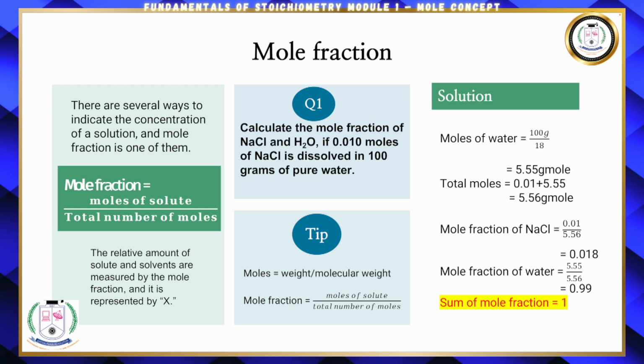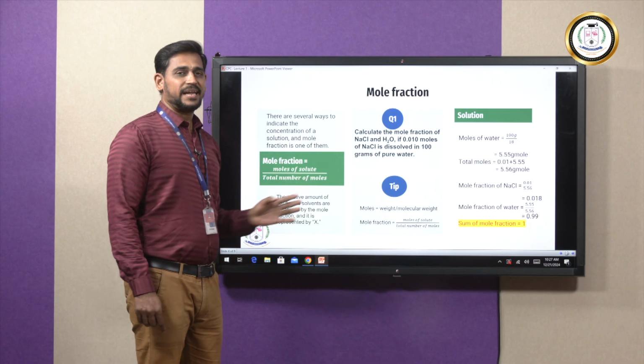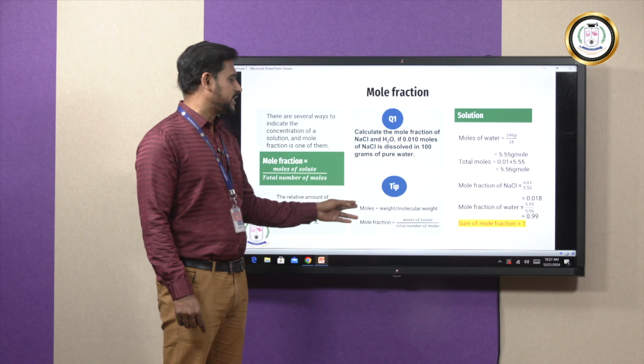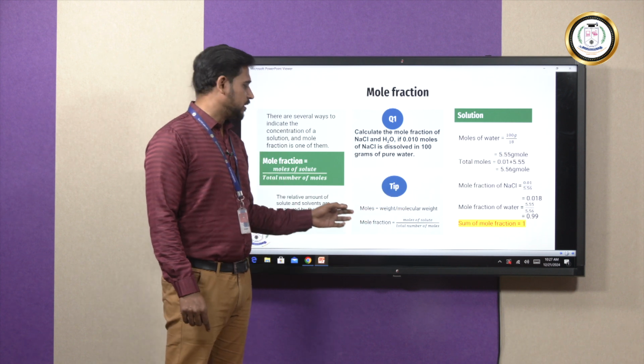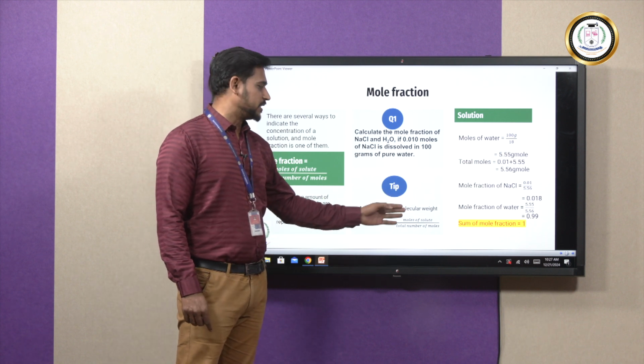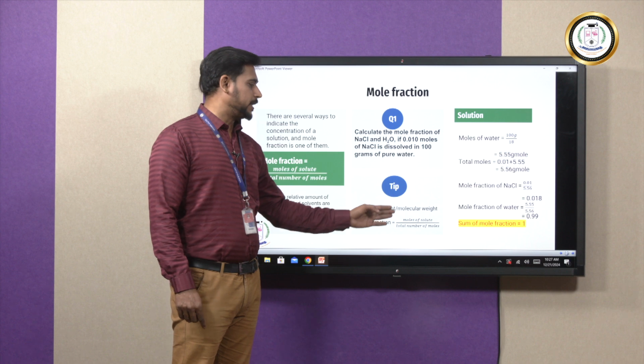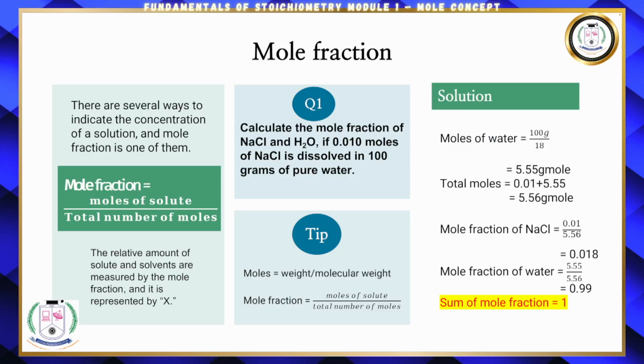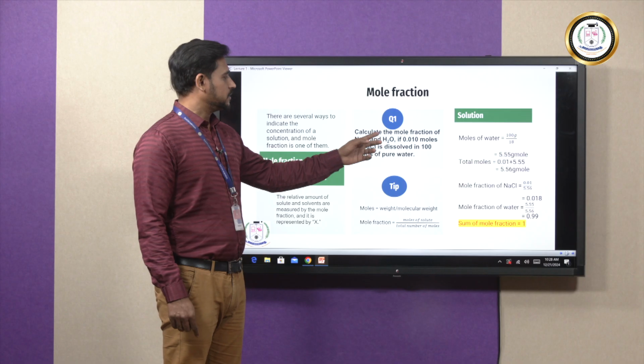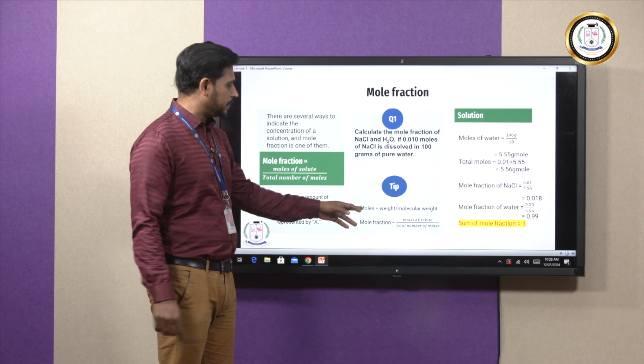For example, take problem number 1: calculate the mole fraction of NaCl and water if 0.01 moles of NaCl is dissolved in 100 grams of water. We recall the formulas: moles is equal to weight divided by molecular weight, and mole fraction is moles of solute divided by total number of moles. Here the moles of NaCl is 0.01, which is given. For water it is given on a mass basis, so we have to divide 100 grams by the molecular weight.